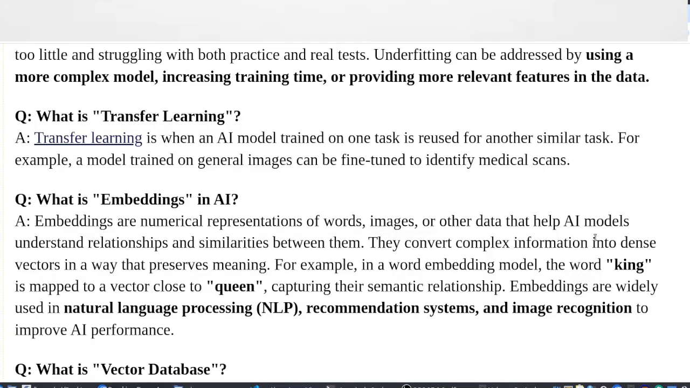Then, what are embeddings in AI? Embeddings are numerical representations of words, images, or other data that help AI models understand relationships and similarities between them. They convert complex information into dense vectors in a way that preserves meaning. For example, in a word embedding model, the word king is mapped to a vector close to queen, capturing their semantic relationship. Embeddings are widely used in natural language processing, recommendation systems, and image recognition to improve AI performance.